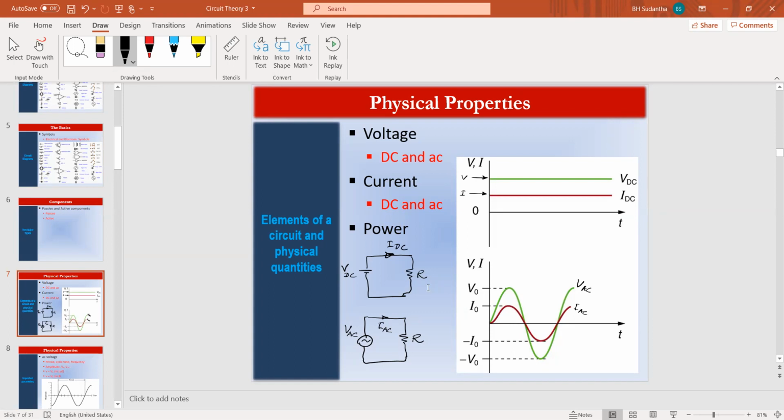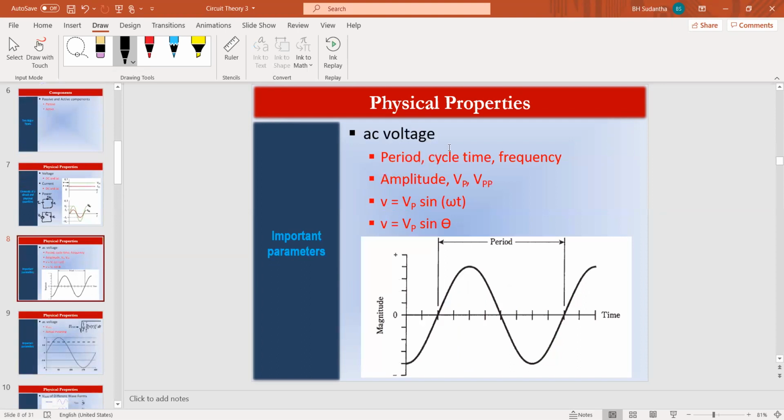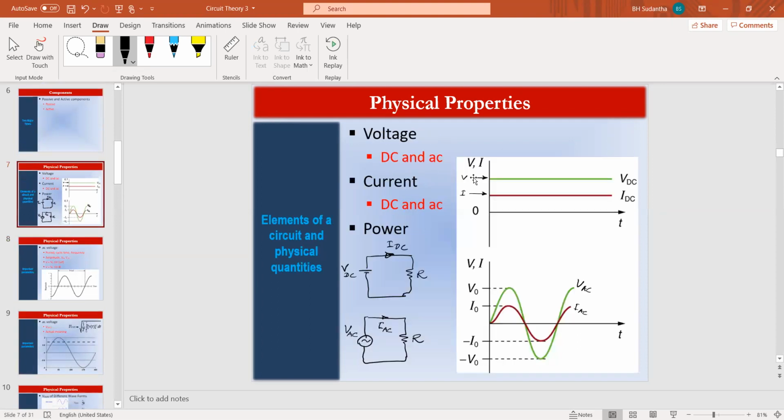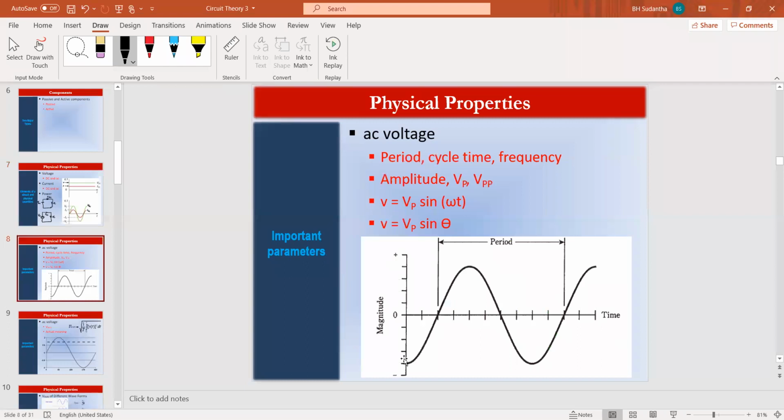Okay. Then I think when it comes to AC voltage, it's not like the DC one. With the DC one, you can see all the time a constant voltage is there. But this AC voltage is something different. Here we have this AC waveform.